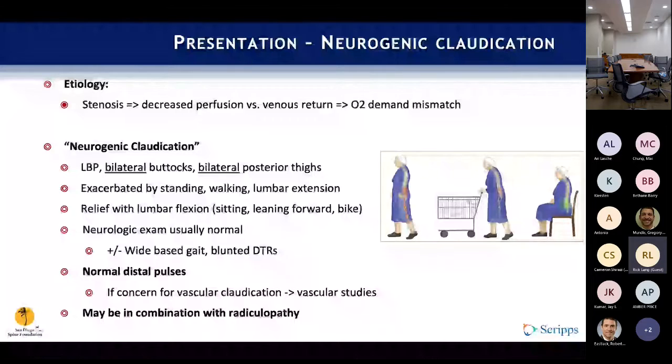Usually they have a normal neuro exam. They may have some wide base gait or blunted reflexes. However, generally, unless they have a radiculopathy, you won't find focal weakness or a focal radiculopathy. You do want to make sure in your exam that they have normal distal pulses, because if there is concern for vascular claudication, which is a slightly different presentation, you need to run full vascular studies to make sure this is not vascular claudication rather than neurogenic claudication.